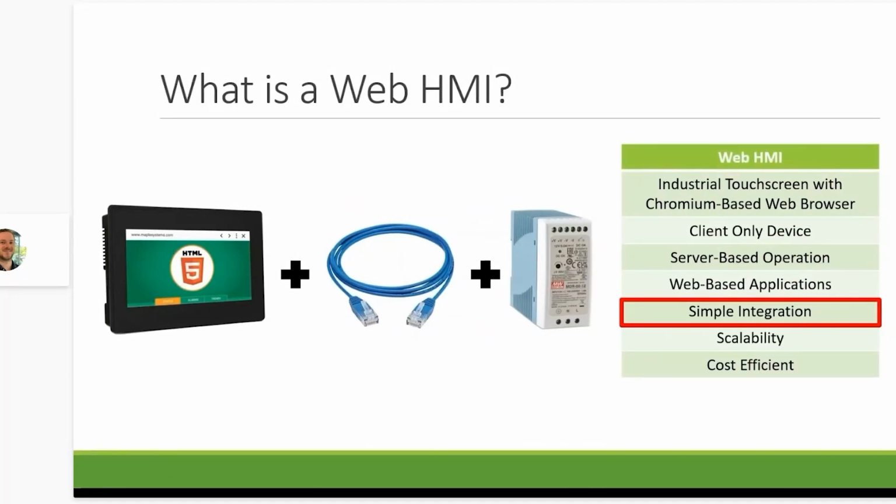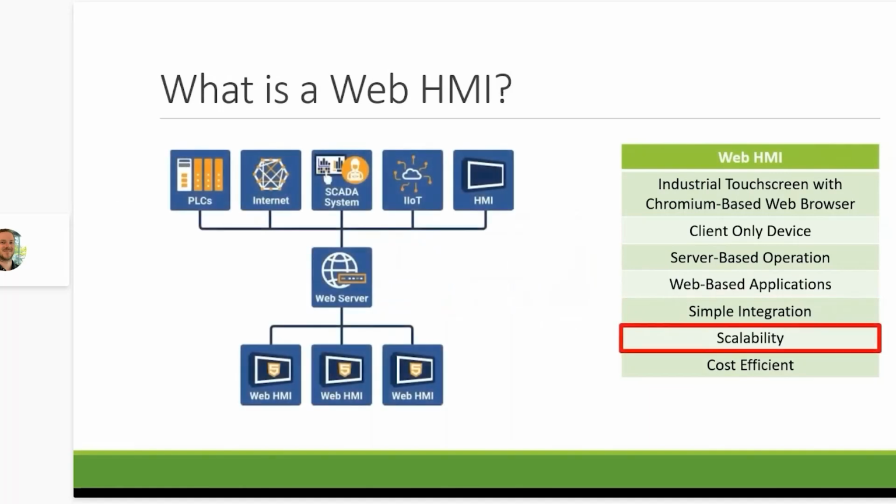All you need to do is connect the Web HMI to an already existing network, configure your URLs, which we will discuss later, and that's it. Your Web HMI can now connect to any device or application that is also on the same network. Due to the easy integration, the Web HMI is also perfect for scaling your existing setup.